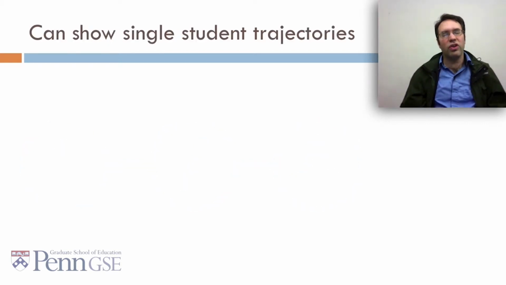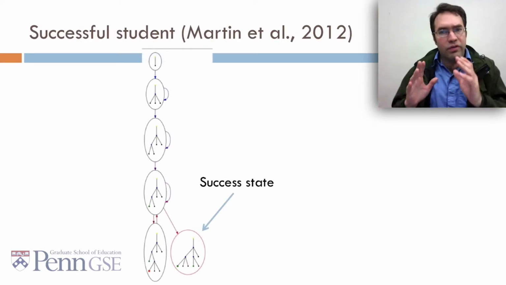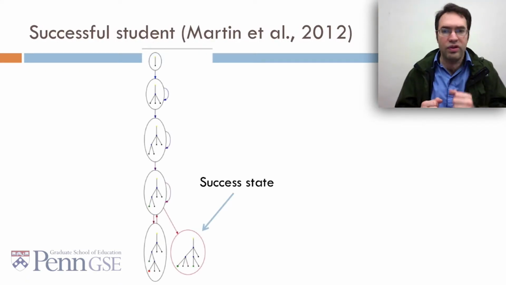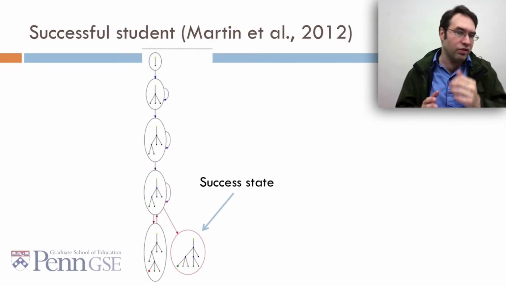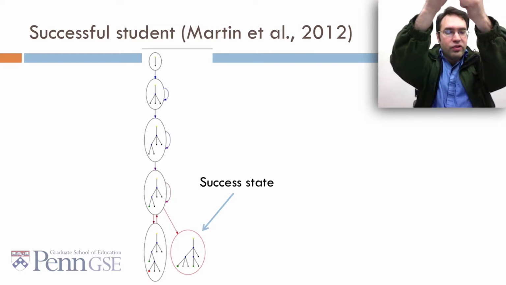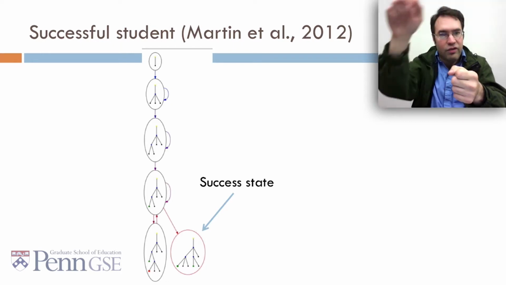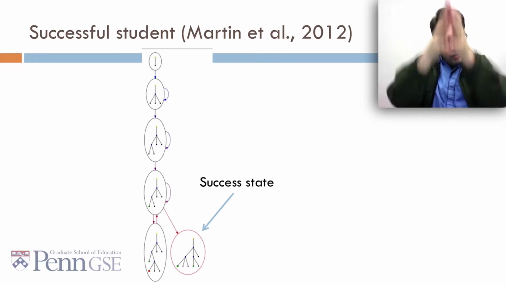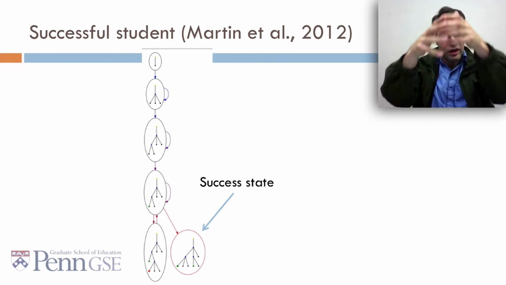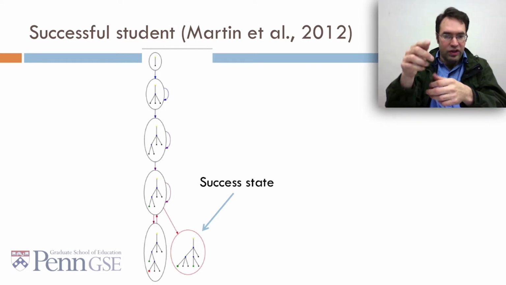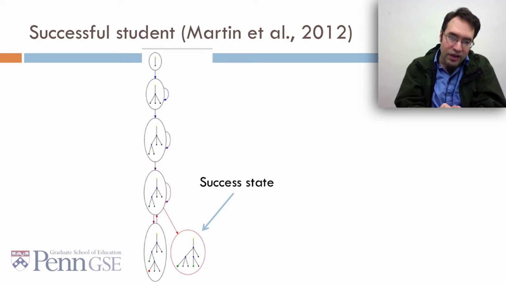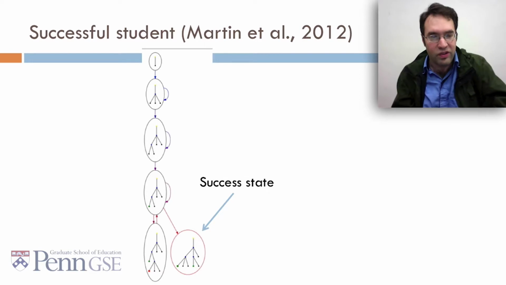And these can show single student trajectories. For example, here's a successful student on one problem in Refraction. This is from Taylor Martin's work. You can see that the students started in a certain state. They then went to another state. In that state, they made changes that stayed in that state, went to a different state, made changes that stayed in that state, went to a different state, made changes that stayed in that state, went down to the very bottom. They came back from there and then went to the success state.